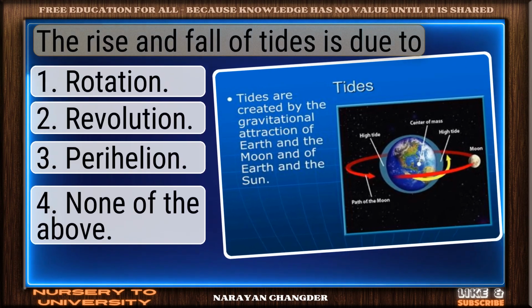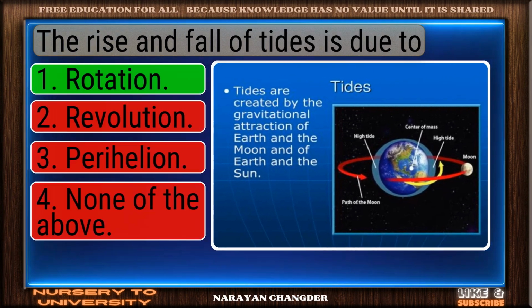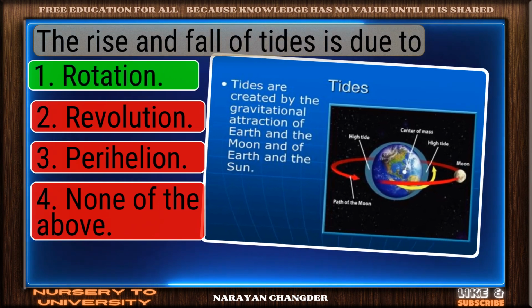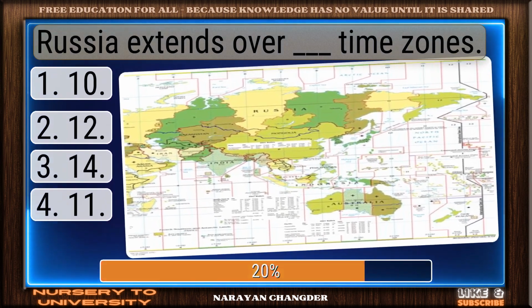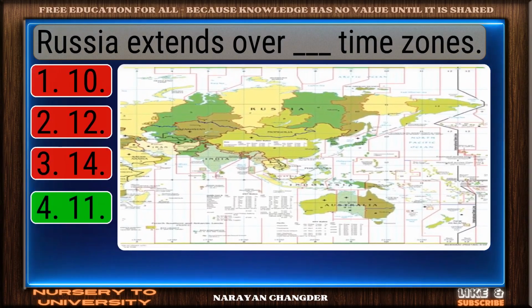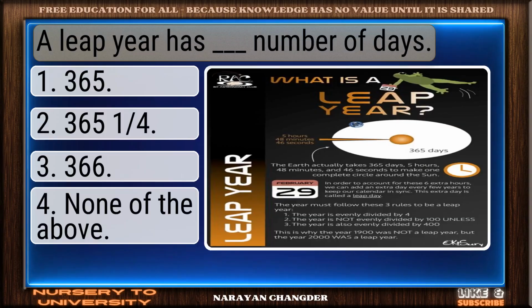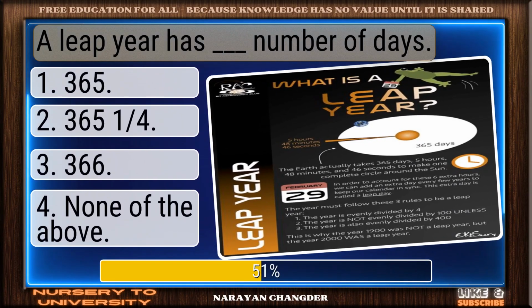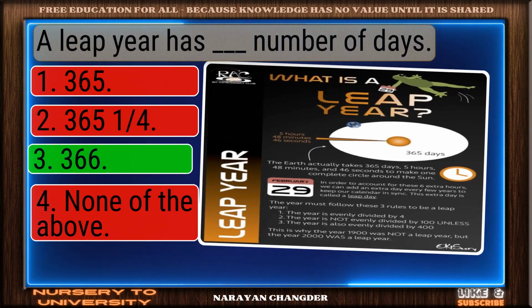The rise and fall of tides is due to... Exactly. Rotation makes sense, and it is right choice. Russia extends over dash time zones. Right choice. 11 is the best answer. A leap year has dash number of days. Well picked. 366 is the correct answer.